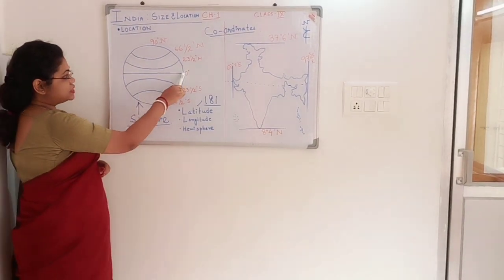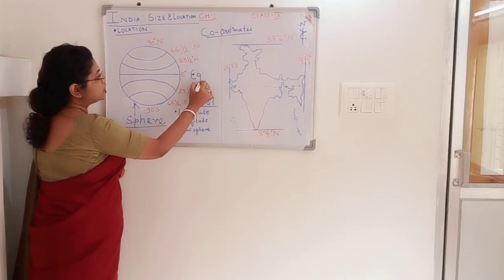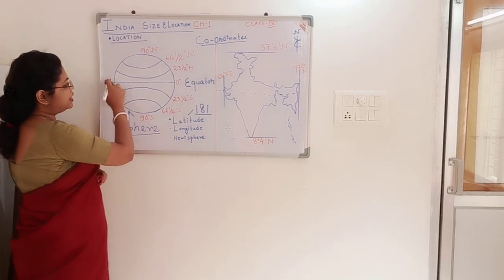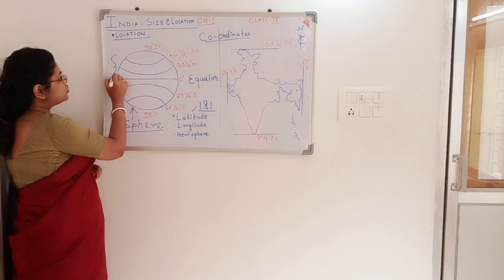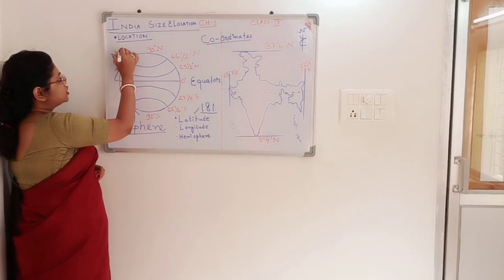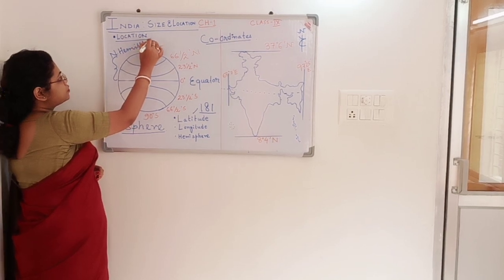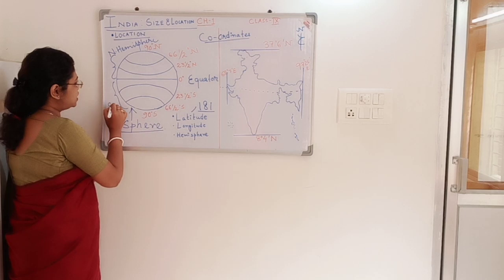The middle latitude, that is 0 degree latitude, is called the equator. This equator divides the entire world into two halves. The northern part of the world is called the northern hemisphere, and the southern part of the earth is called the southern hemisphere.